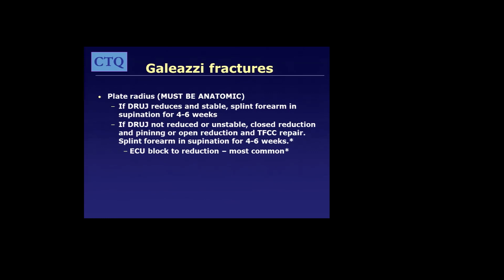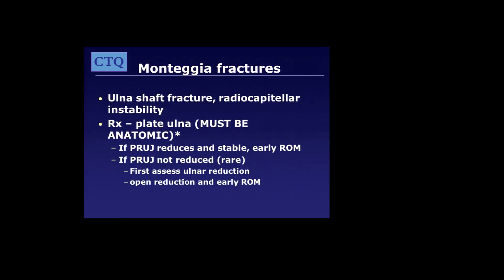In treatment of Galeazzi fractures, the reduction of the radius must be anatomic. If the DRUJ reduces and it is stable, the arm can be immobilized for 4 to 6 weeks. If it is not reduced or unstable, a closed or open reduction followed by pinning or repair of the TFCC can be performed. The forearm is typically immobilized in supination for 4 to 6 weeks, and the most common structure blocking reduction is the extensor carpi ulnaris.